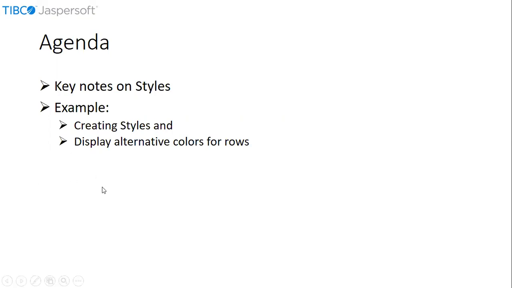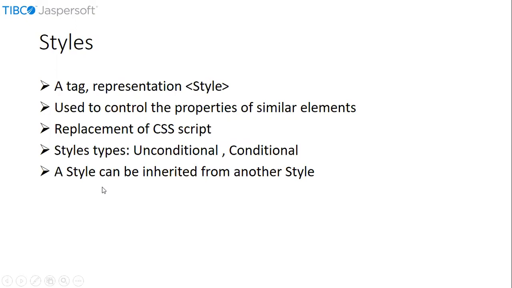Let's get started. What is a style? A style in a Jaspersoft report is a tag in the JRXML code. We represent it with the style tag. Styles are generally used to control the properties of similar elements such as a text field or a label field. We can consider styles as the replacement of CSS script in the JRXML.